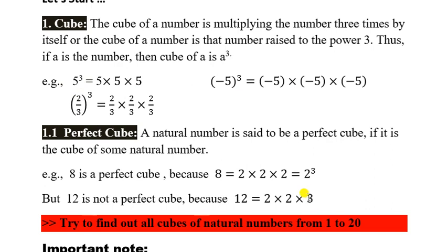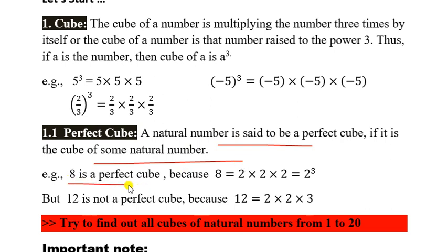Now, how to identify whether your given numbers are perfect cubes or not? In the previous class, we discussed perfect square numbers by the prime factorization method. The same method we have to use for this also. So how to find out a perfect cube number? Very simple. It's written here: a natural number is said to be a perfect cube if it is the cube of some natural number.